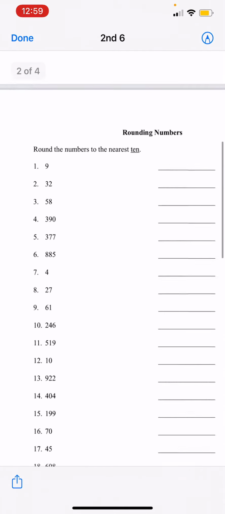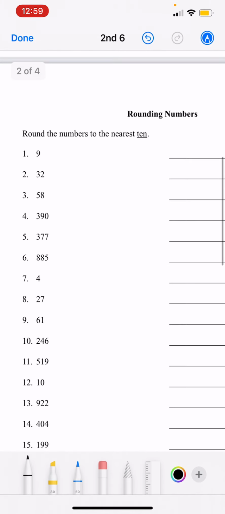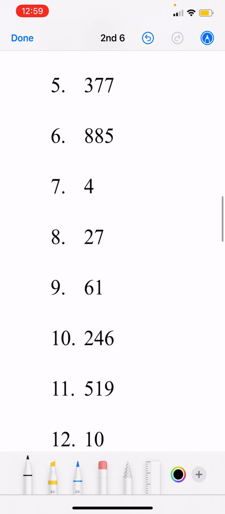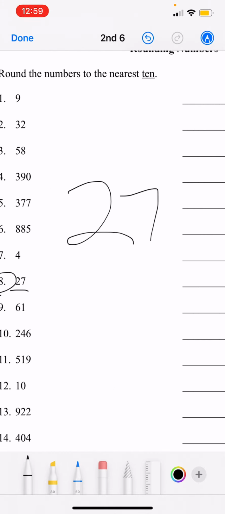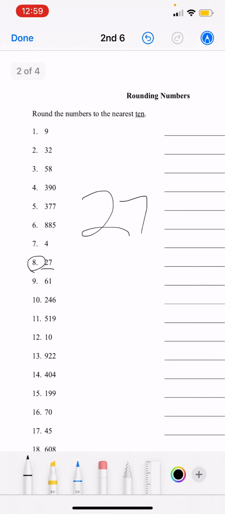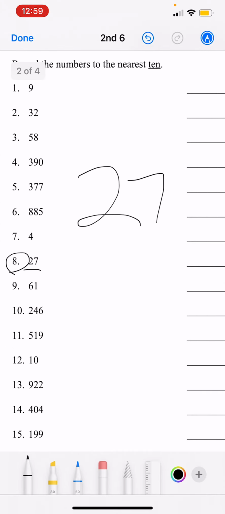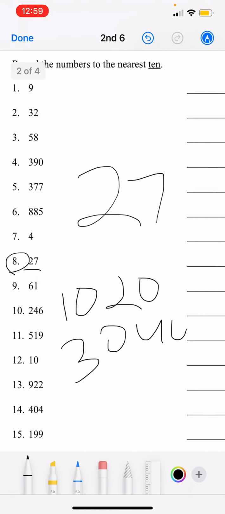Okay, let's go to the next one. So this one is rounding numbers. It says round the numbers to the nearest 10. Okay, let's look at number 8. Number 8 we have 27. Let me write a list of numbers. So when they say round the numbers to the nearest 10, we're talking about rounding 27 to either 10, 20, 30, 40, 50, 60, 70.